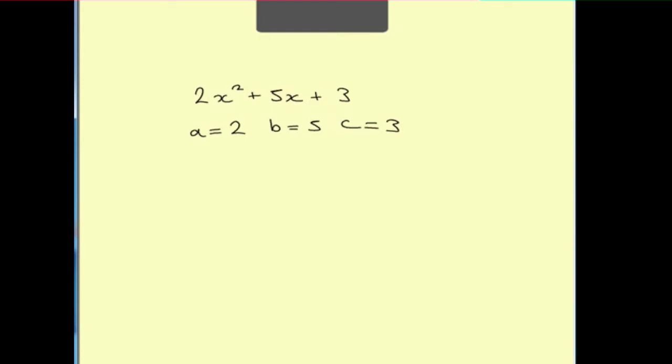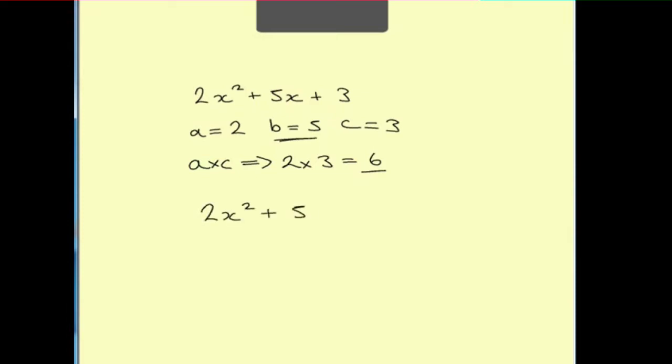To factorise this, we need to firstly work out what a times c is. Well, this is just simply going to be 2 multiplied by 3, which is equal to 6. So we need to firstly find two numbers that multiply together to get the value of a times c, which in this case is 6, and add together to get the value of b, which in this case is 5. So the two numbers that we need are 3 and 2, as 3 times 2 is 6 and 3 plus 2 is 5.